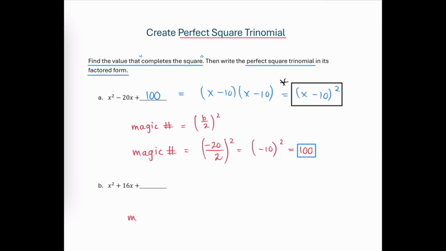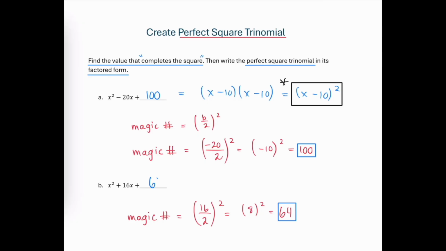Let's practice that again. In order to determine the constant that completes the square, again, we're calling that a magic number here, and that's going to be the number that completes this perfect square trinomial. To find that quantity, we're going to take our b coefficient, which is the coefficient on the x to the first power term. We're going to divide that by 2 and then square the quantity. 16 divided by 2 is 8. 8 squared is 64. So this is the value that we add in here to create the perfect square trinomial.